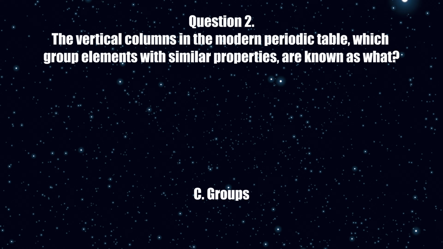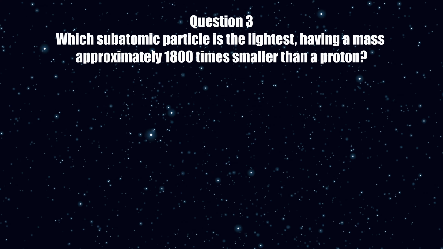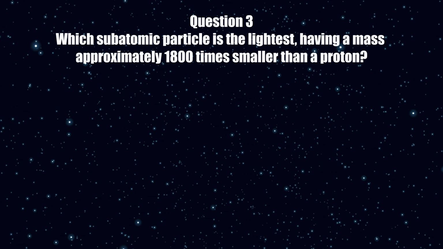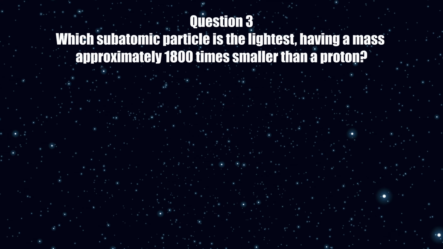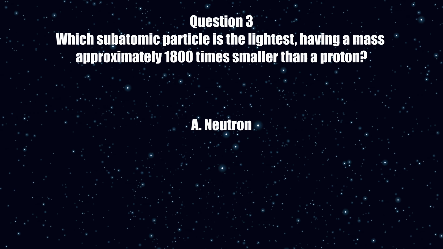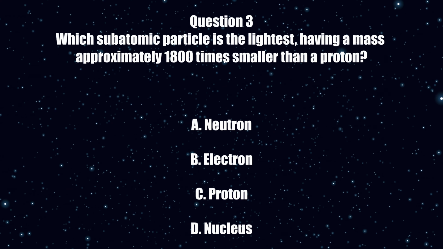The correct answer is C. Groups. Question 3. Which subatomic particle is the lightest, having a mass approximately 1,800 times smaller than a proton? A. Neutron. B. Electron. C. Proton. D. Nucleus.